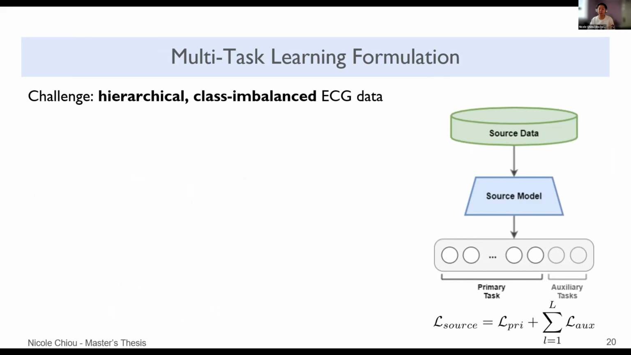The key challenge of this cross-domain transfer problem is the hierarchical class imbalance in the source data that makes learning general representations difficult. The proposed approach is to add auxiliary tasks into the source objective to aid in the learning of transferable representations.